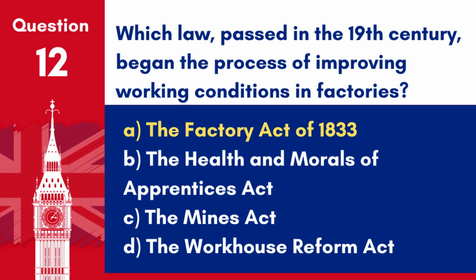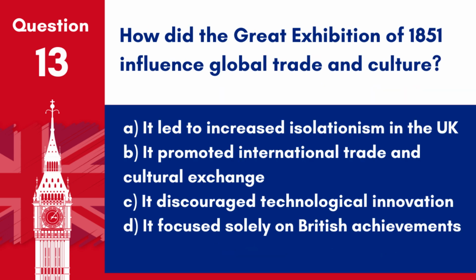Answer: A. The Factory Act of 1833. The Factory Act of 1833 began the process of improving working conditions in factories, particularly focusing on limiting the hours that children could work. Question 13. How did the Great Exhibition of 1851 influence global trade and culture?